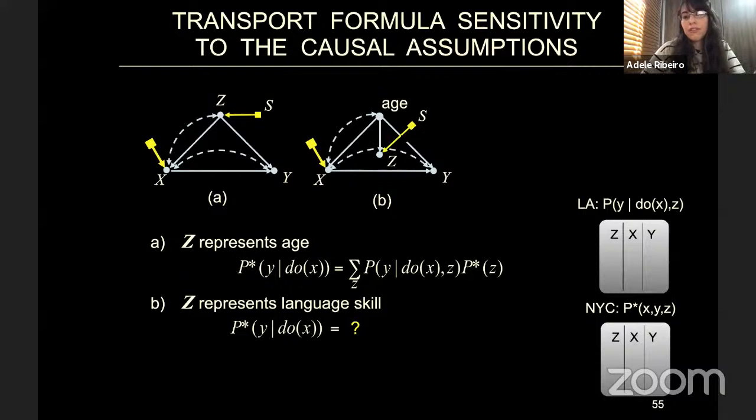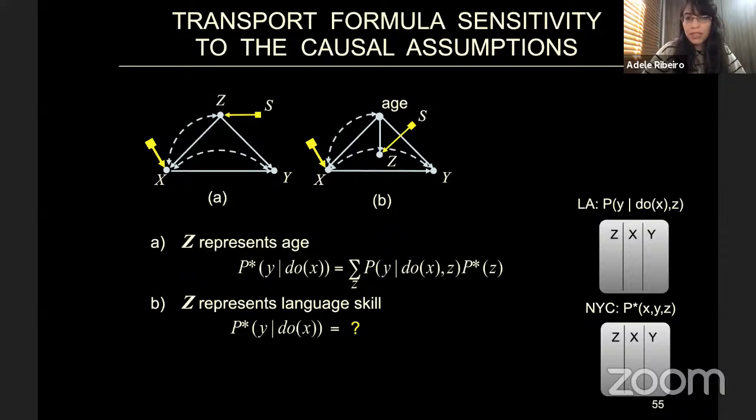And in this case, you see here, this is a collider. So conditioning on Z, we are actually opening this path here. So we are inducing more heterogeneity into Y. So if we use this formula, we are estimating a biased effect. So we cannot blindly use that other formula called S-recalibration that has been used in many other fields. We have to understand what the assumptions behind it are, and those are encoded in the selection diagram.